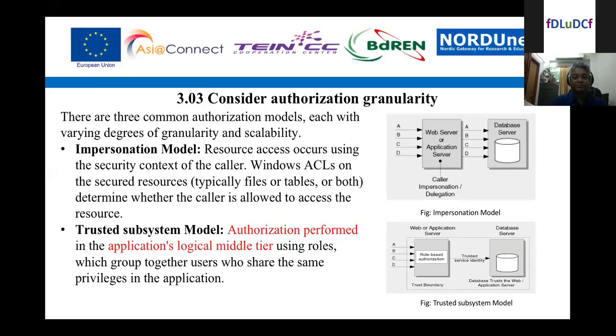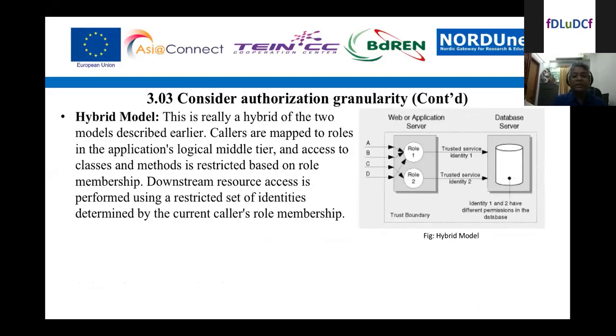And number 3 model is the hybrid model. So this is the combination, and this is the trusted boundary. You can set the rules in the web or application server, rule 1 and rule 2. If it follows rule 1, then it can go to trusted server 1, and if it follows rule 2, it can go to trusted server 2. In this way we can permit the users to the main database server. This model is known as the hybrid model.